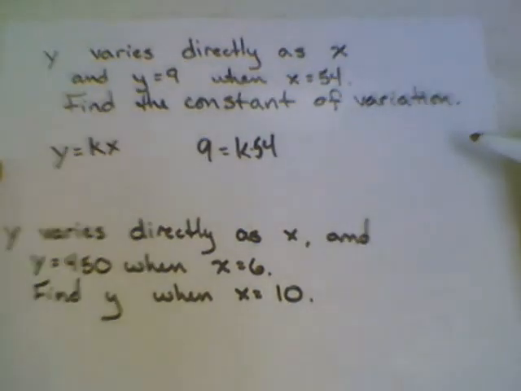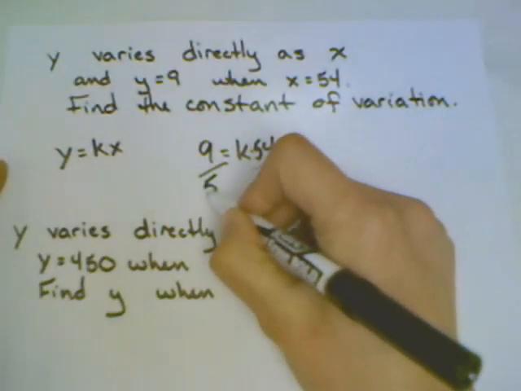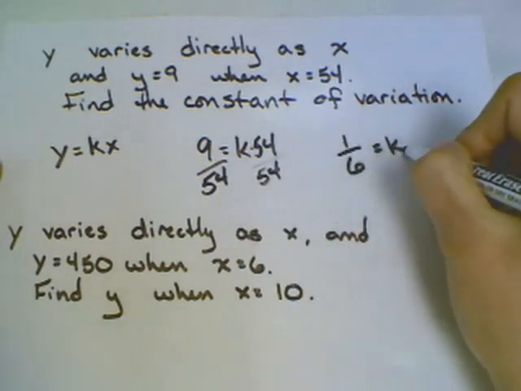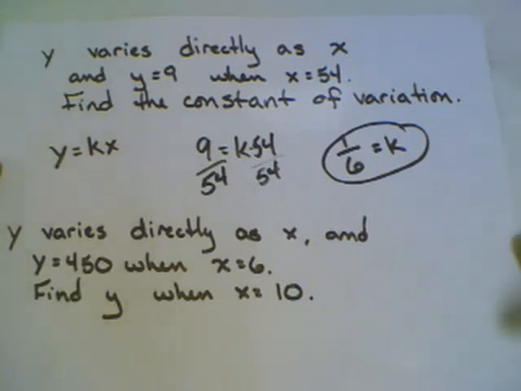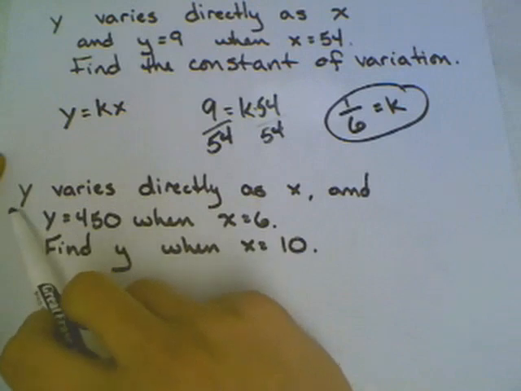I'm basically looking for what times 54 is going to equal 9. Well, if I divide both sides by 54, I get 9 over 54, which reduces down to 1/6. So the constant of variation in this example is 1/6. I can use that then to find other points.